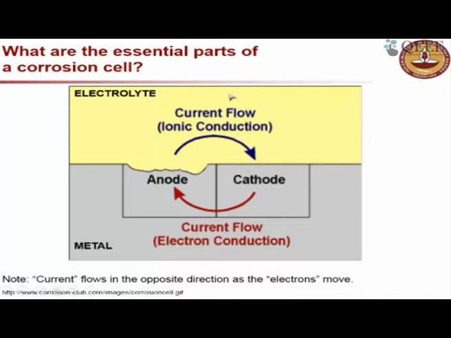Through the concrete you can have these ions moving, mainly hydroxide ions. We will show that in the next image. Then you have electronic conduction through the metal itself. So these four components form a corrosion cell: an anode, a cathode, an ionic conductor, and an electronic conductor.